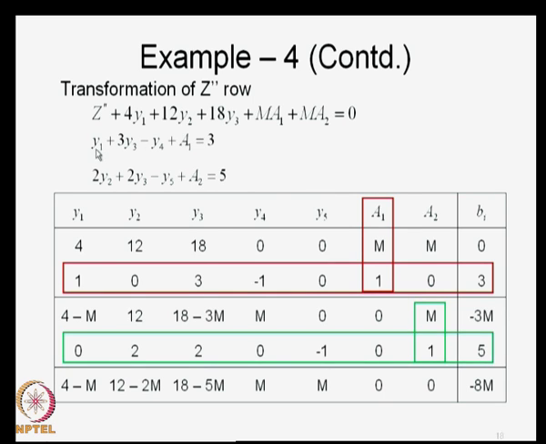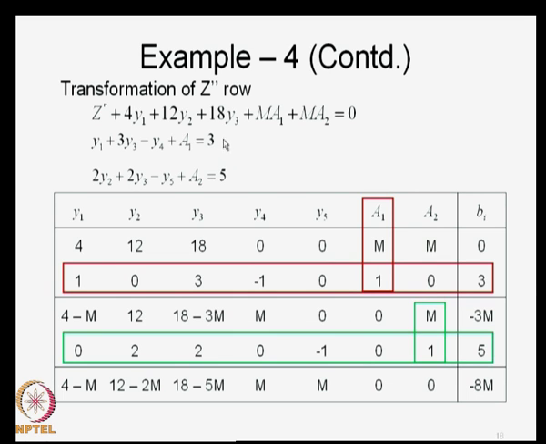Then we take the first constraint containing the artificial variable and transform the z row. So, this is z row 4 y 1 plus 12 y 2 plus 18 y 3 and so on is equal to 0. This is the z row, and this is the first row containing the artificial variable, 1 y 1 plus 0 y 2 plus 3 y 3 etcetera is equal to 3. And we do the transformation, refer to the previous lecture on how we do this. So, we get the first transformation of z: 4 minus M, 12, 18 minus 3 M etcetera. Now, on this transformed z row, we use the second constraint containing the artificial variable and redo the transformation.